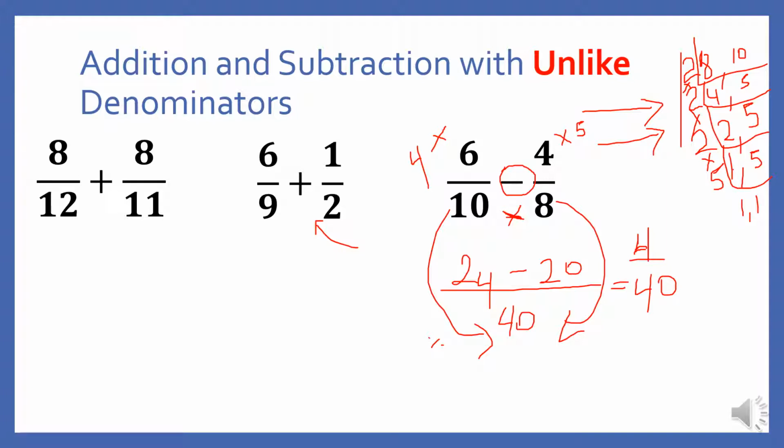This is our answer. However, as you can see, this fraction is not improper. It's proper, but it still can be reduced. Okay, I really don't want to focus on reducing, but I'm going to reduce this one for you. 4 can go into 4, and 4 can go into 40 10 times. So the answer here will be 1 over 10.